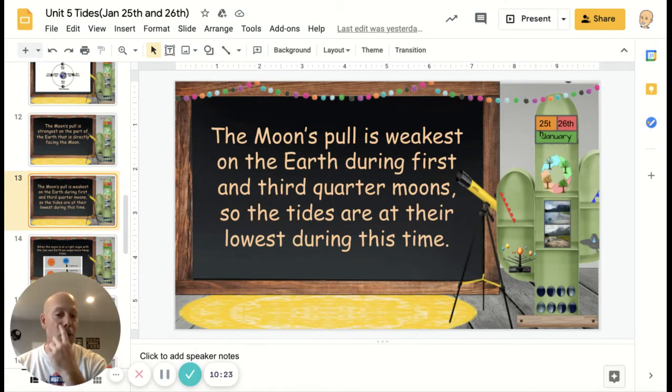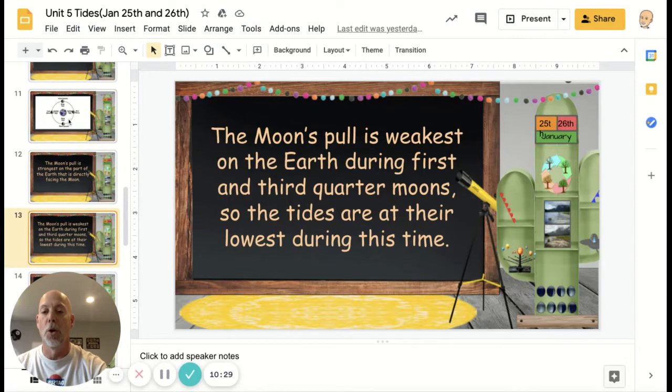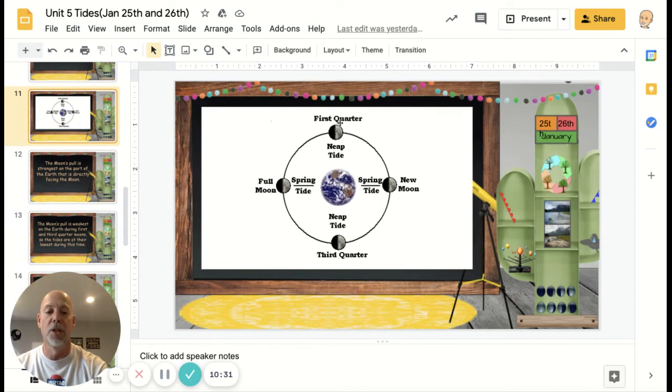All right. The moon's pull is weakest on the Earth during the first and third quarter moons. So the tides are at their lowest during this time. So back to this picture, first and third quarter moons, because they're at a right angle or a 90-degree angle with the sun, Earth, and moon, there are weakest tides. The tides in between will be stronger than them, but weaker than the spring tides.